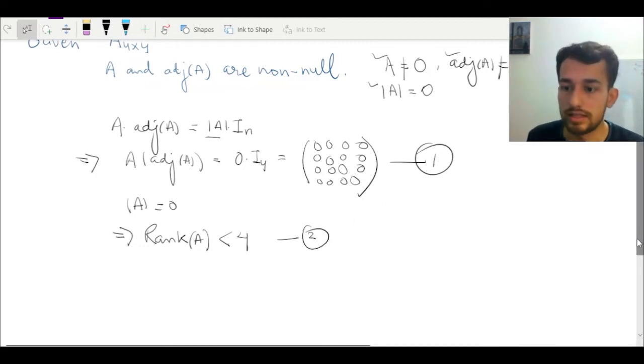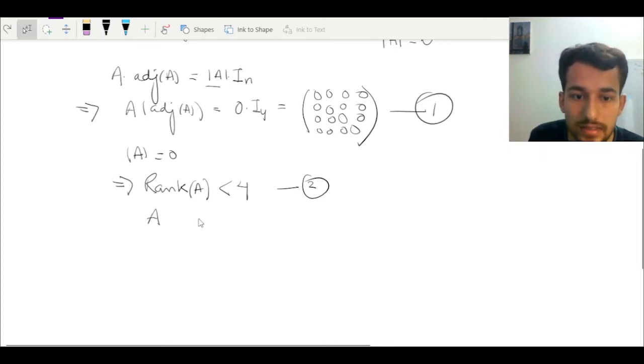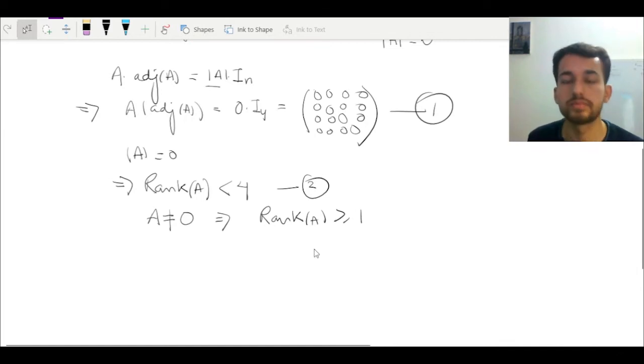Now further, it's also given that A is a non-zero matrix. A, the matrix, sorry, not the determinant. The matrix is non-zero, so this certainly implies that rank of A is at least 1, because the rank of A would have been 0 if and only if A is a zero matrix, but it is a non-zero matrix, so it forces that rank of A has to be greater than or equal to 1.